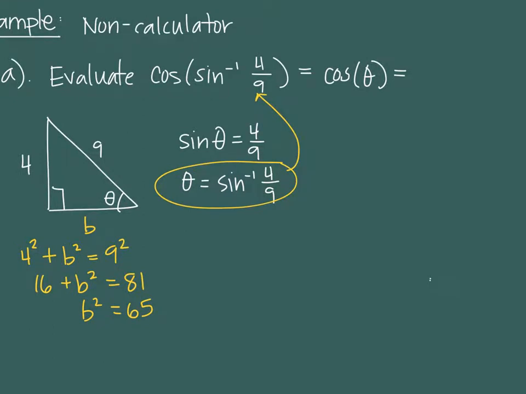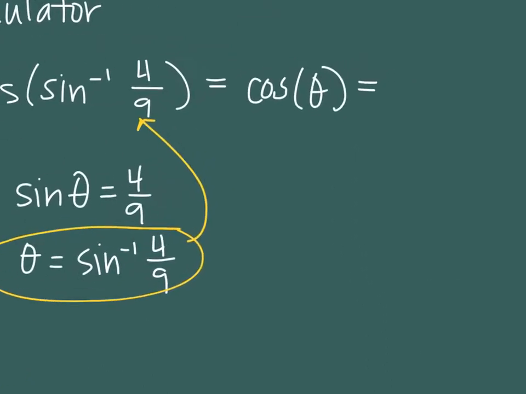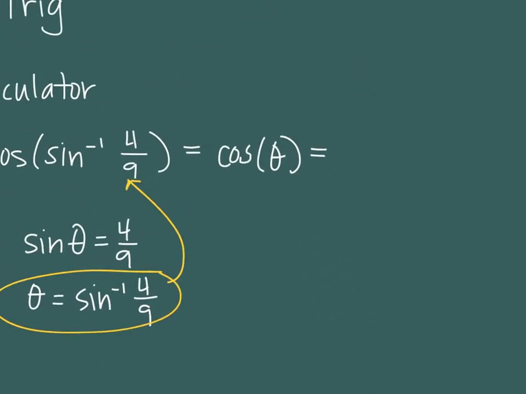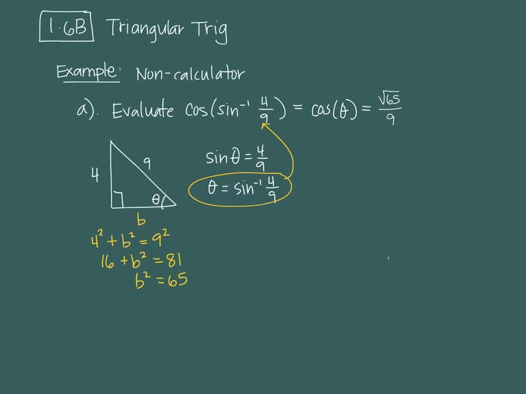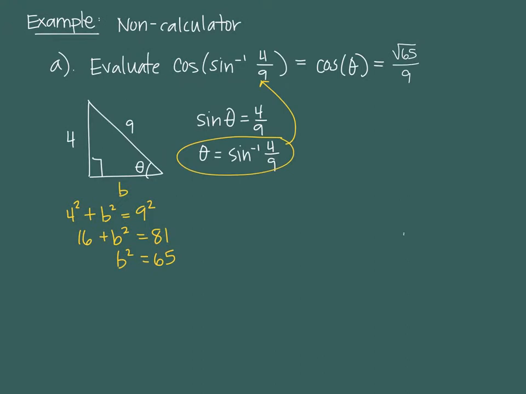And so, am I doing that right? 81 minus 16, yeah? I feel like something didn't come out right. Okay, so then the cosine is going to be the square root of 65 over the hypotenuse of 9. So you're just using a right triangle to solve that. Any questions on that one?